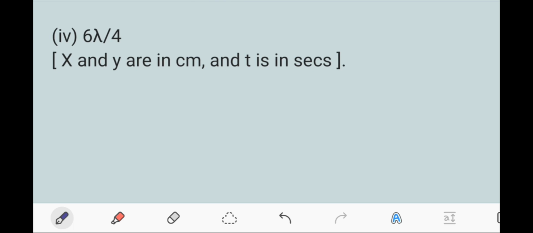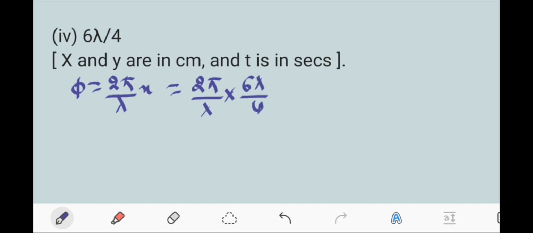Now this is 6 lambda by 4. For this again phi will be equal to 2 pi by lambda. The value of k is 2 pi by lambda into x, so this will be 2 pi by lambda into x, where x is 6 lambda by 4. Lambda and lambda get cancelled, this becomes 2 and this becomes 3. So the answer is 3 pi radian. So this is how we solve these kinds of questions. Hopefully you understood it and you will apply these things to solve the numericals and the other questions.